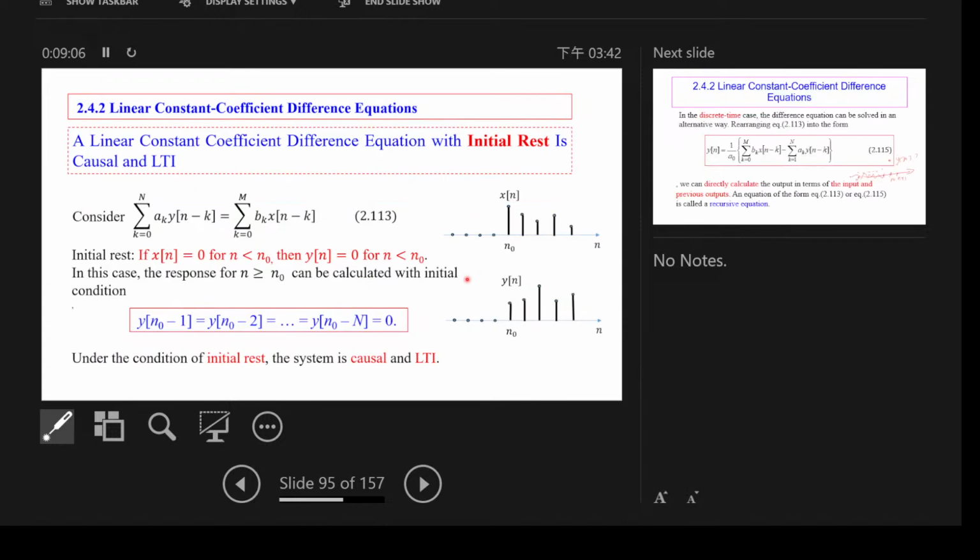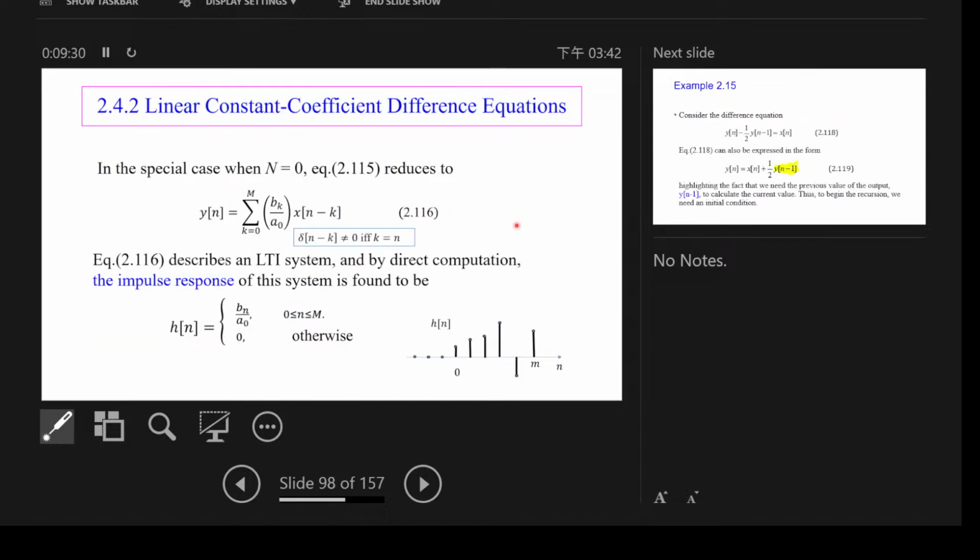That's why initial rest is useful. Say you look at this point, then you need to look at those 4 points, and then you want to calculate those 4 points by looking at the ones before. But if you just want to calculate this y of n0 point, then you know that all the previous points have y equal to 0. And so with all the y equal to 0, you only need to calculate x, and x is probably also 0, etc.